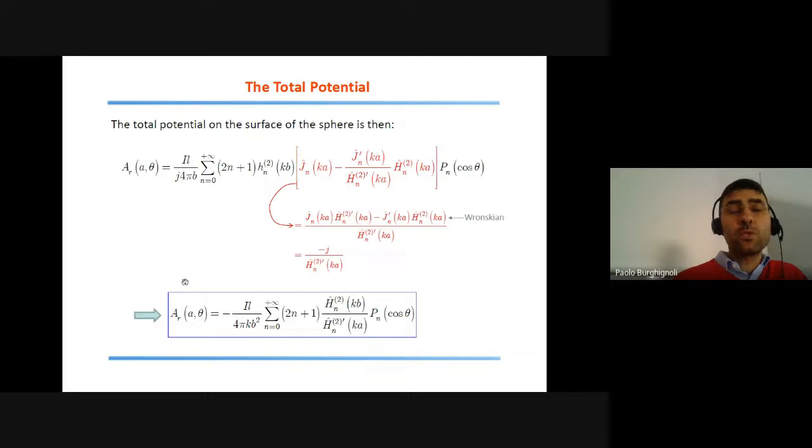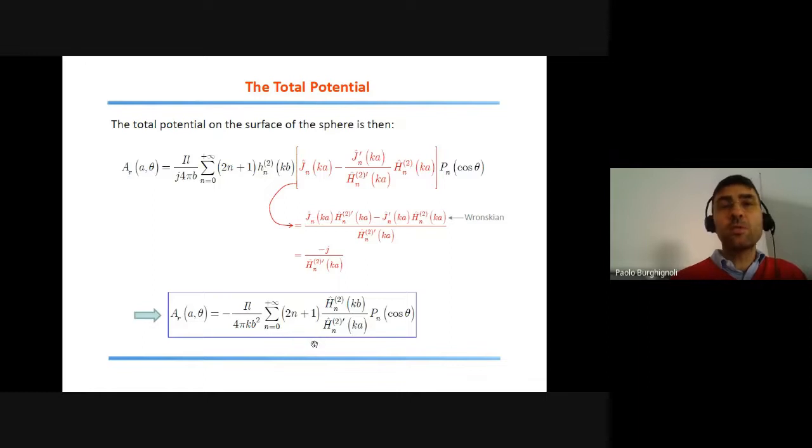So the final expression for the total potential at the surface of the sphere, that is when R is equal to A, is given by the expression below in the box, where now you can see there is the Legendre polynomial P sub n that is multiplied by this coefficient, that is a ratio between a modified Hankel function in the numerator with argument kb, and the first derivative of the same modified Hankel function with the argument ka in the denominator.